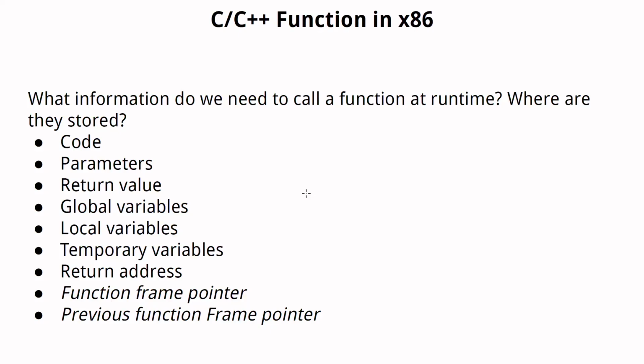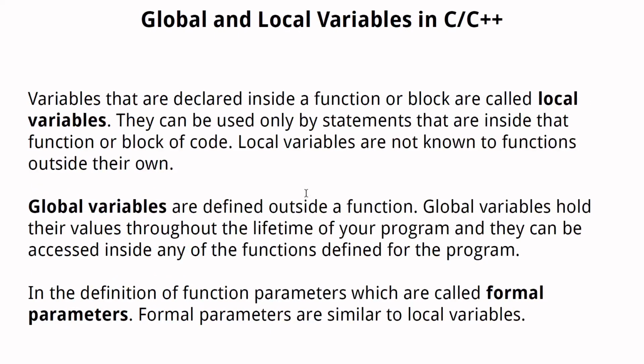Then there are global variables. They are not really inside any function. There are local variables. They are defined inside a function. There could be some temporary variables. And every function has a return address. When the function returns, it needs to know where it's going to return to, where the CPU should keep executing at. There are function frame pointers and also previous function pointers, which we will discuss later.